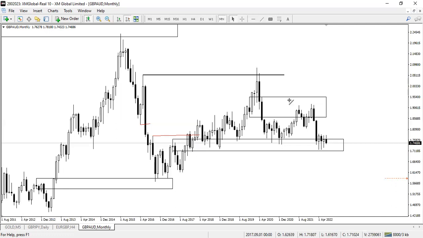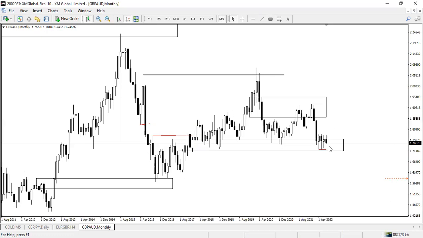Now let's look at this. We have this equal low here. So there's liquidity resting below this equal low. So if ever you see an equal low or equal high, always know that there's liquidity resting below it.